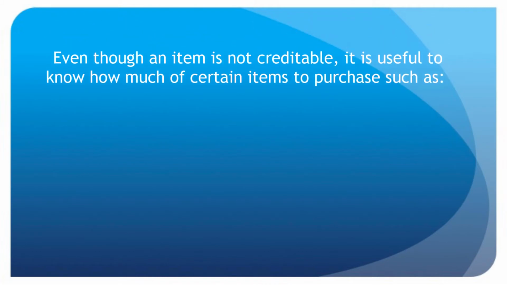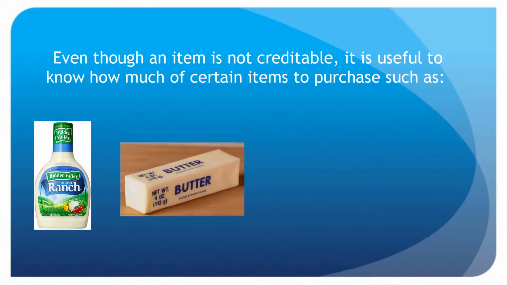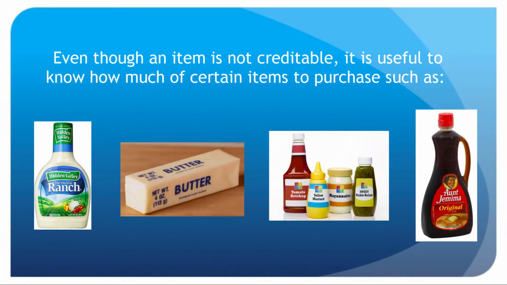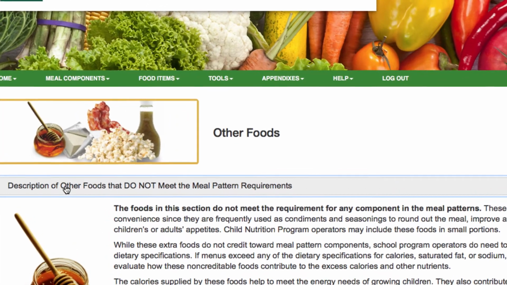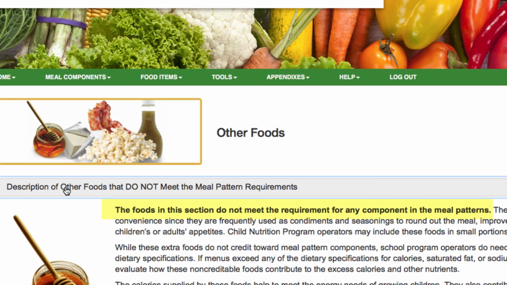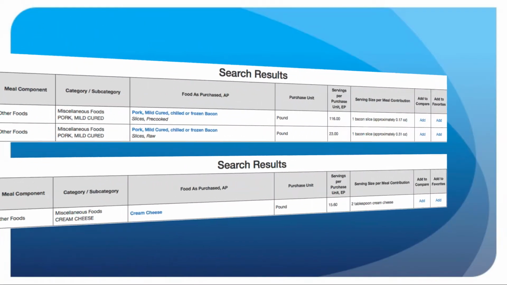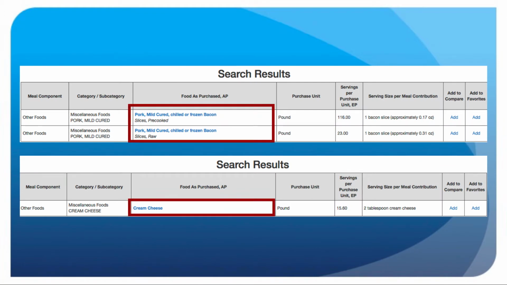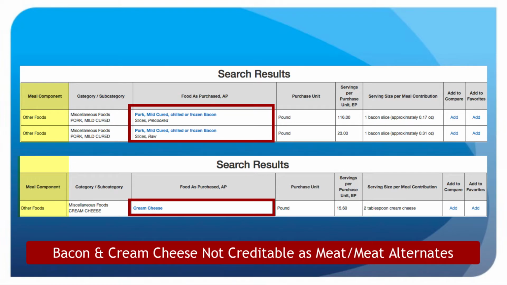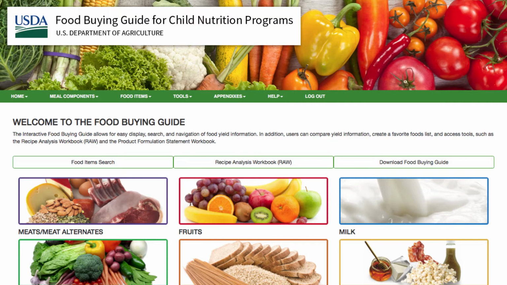Even though an item is not creditable, it is useful to know how much of certain items to purchase, such as salad dressings, butter, condiments, and pancake syrup. It is also helpful to know that foods in this section are not creditable. For example, since bacon and cream cheese are found in the other food section of the Food Buying Guide, you know they are not creditable as meat or meat alternates. The next item on the green menu bar is Food Items, which we will come back to.